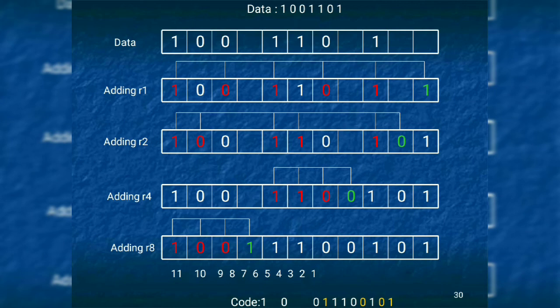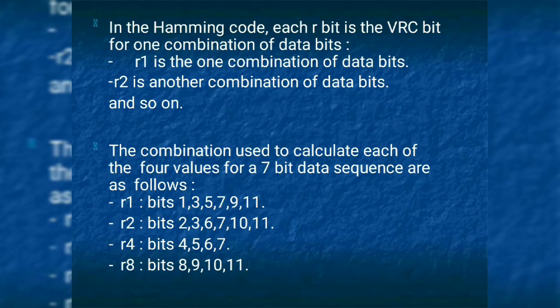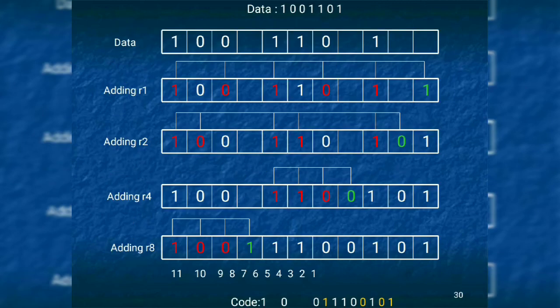For R2, the second position, two parity bits, then two skips. In this way the 2, 3, 6, 7, 10, 11 positions will be there. For R4, 4 bits are skipped and 4 bit parity is added. 8 bits are skipped, then 4 bit parity. 4 bits are skipped, 4 parity, 2 skips, 2 bits of data, 2 parity, 2 bits of data.